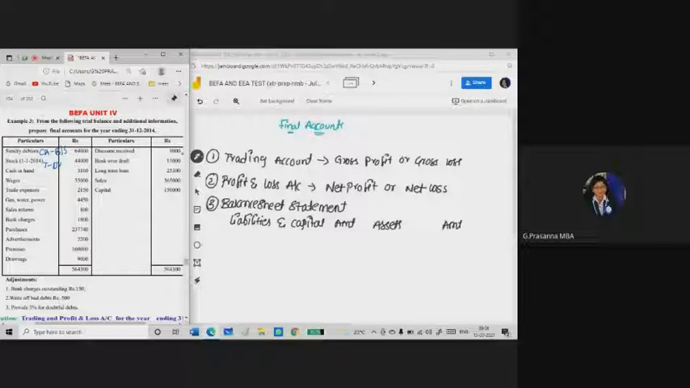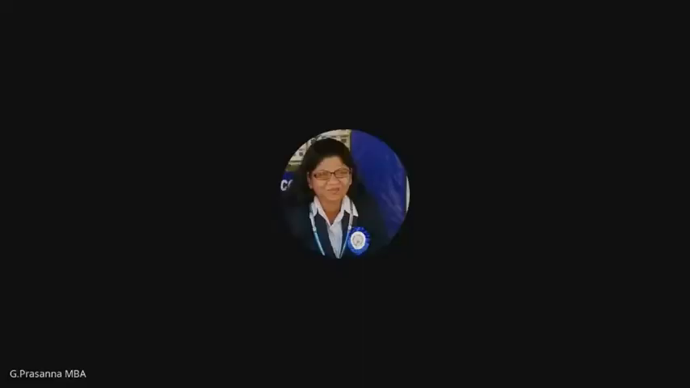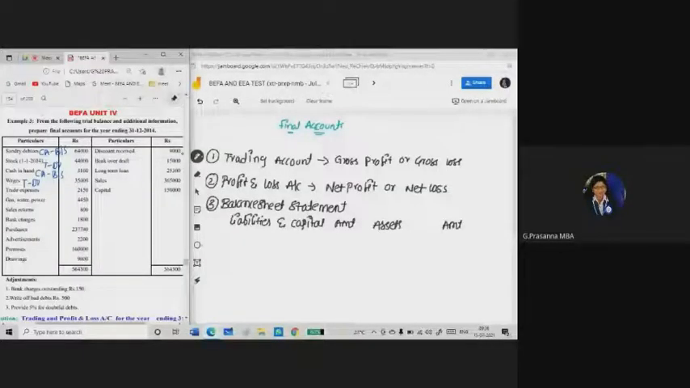Cash in hand: what is cash in hand here? It is a current asset, so you need to show it in the balance sheet. Next, wages. Wages are related with the factory, so they have to be shown in the trading account, so I will be writing here trading account debit side. Trade expenses means it is related with the trading, so trading account debit. Gas, water and power are related with the factory expenditures, which have to be shown in the trading account debit side.